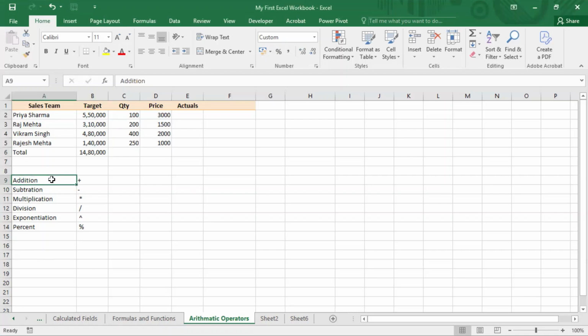We'll not go to subtraction right now. Let me use multiplication first. Suppose I have this quantity and I have the price. I want to get the actual revenue by multiplying the quantity and the price. That will give my actual sales that I have done. So equal to quantity, into, the multiplication sign that we have, and the price will give me the exact price of my sales. Same way I can copy this formula across with the relative reference.